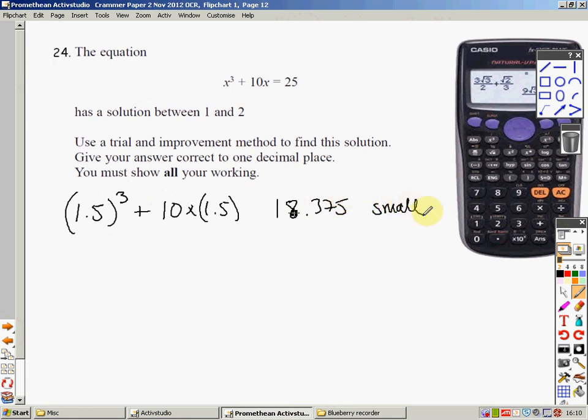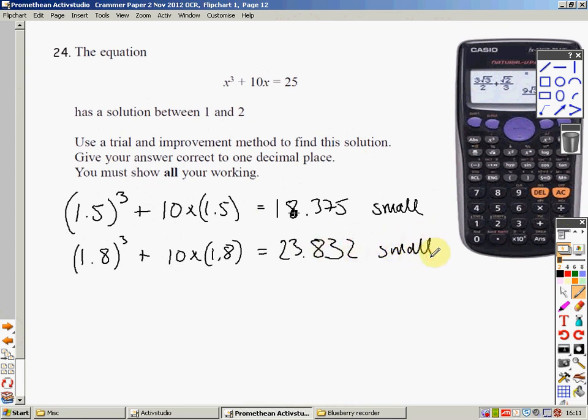So I'm going to bump up a little bit. Let's go for 1.8 this time. Just having a guess. Don't really know what it's going to be. Write it out. Forgot the equals from that one. I'm going to go on the replay button. If it's 1.8, the answer comes out to be 23.83. Again, I'm not doing very well at guessing today. That's too small.